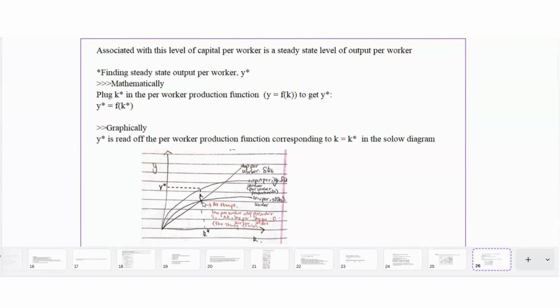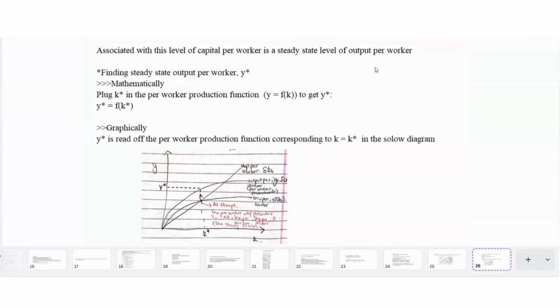So corresponding to this value of K star, we can read off the value of Y star from our per worker production function, because remember that tells us output per worker, right? So this is Y star corresponding to K star in our Solow diagram. So in this way, we can find the steady state output per worker mathematically and graphically.